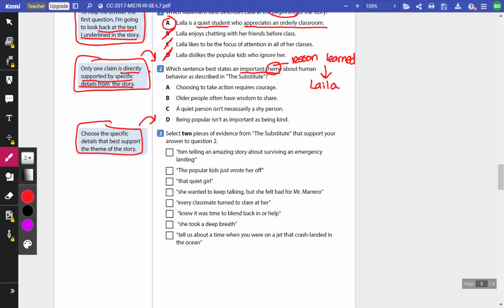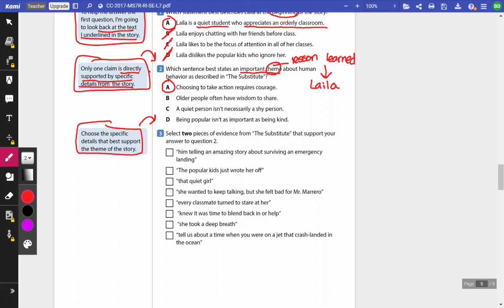Okay, so let's discuss. So hopefully you got the answer correct, and the answer is A. Choosing to take action requires courage. So, this is the only answer choice that is directly supported by details from the story. This is the only one that is supported. So, remember, we talked about theme and how theme was the lesson learned by the main character or the protagonist. And we know that Layla is our main character or protagonist. So, we're trying to figure out what lesson Layla has learned throughout the story.